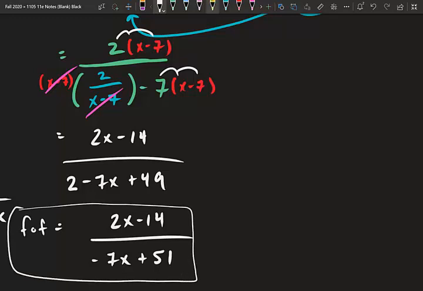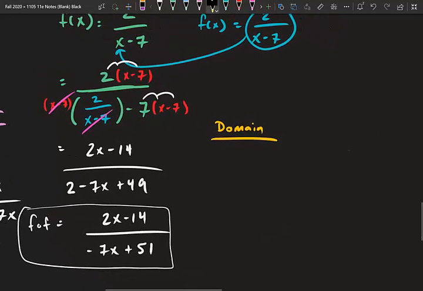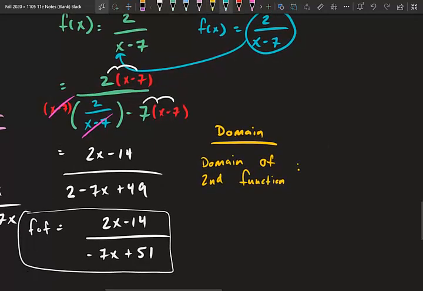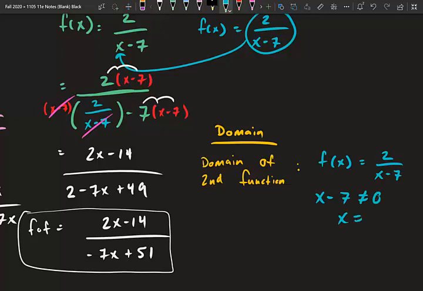Now we need to find our domain. So remember, there's 2 steps. We need to find the domain of the second function. That's the function we put in. So the function we put in was f. So we do bottom cannot be 0, so x cannot be 7. Then we find the domain of the composite.